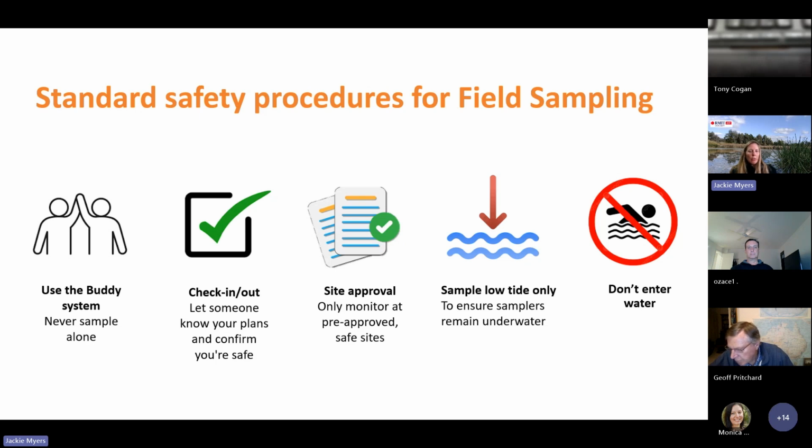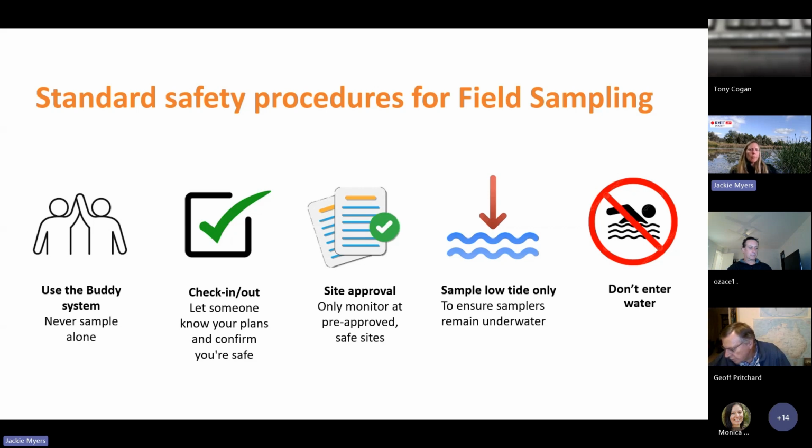We aim to deploy and retrieve samplers at low tide. This is to ensure they remain submerged throughout the sampling period. If the samplers come out of the water at any time during the 1 month, it can compromise the sampler's ability to take up contaminants. Also, we don't know how long it's been in or out of the water. So it is really important that they remain in the water the whole time. If we go at low tide, we know we're putting the samplers in where they should remain, hopefully, even at really low tide, in the water.